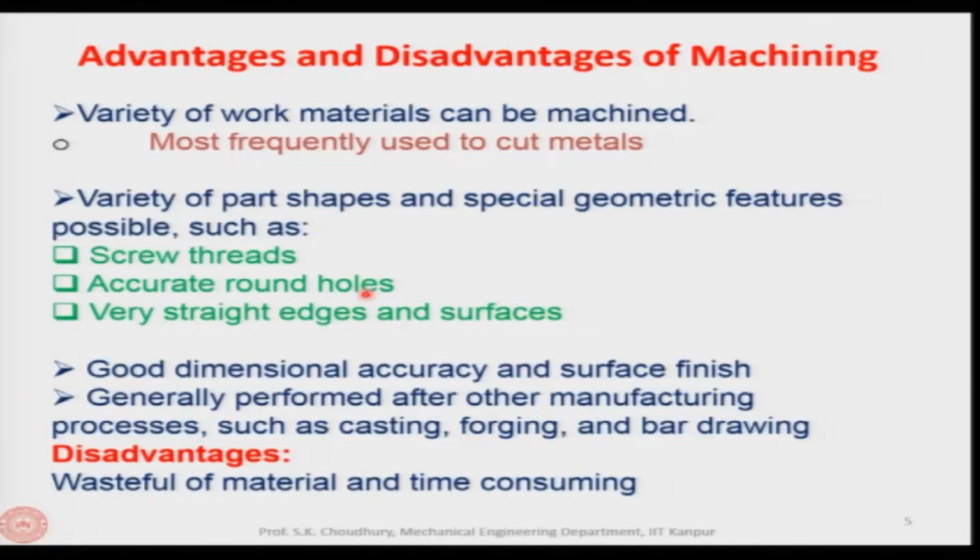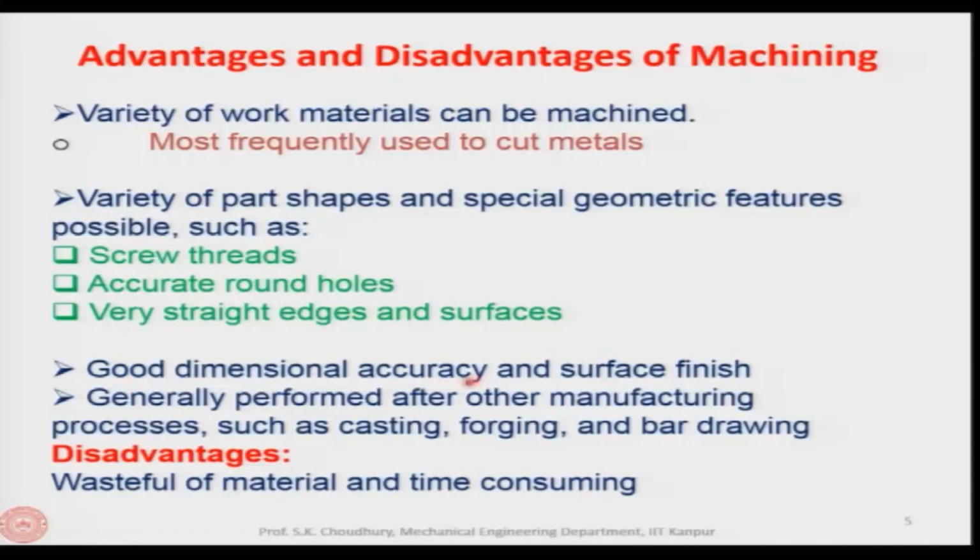We can get accurate round holes, which is very difficult through casting or metal forming, as you know. Very straight edges and surfaces, which may not be possible in case of casting and metal forming, and that is why after casting and metal forming many of the parts go through the machining process to get these very straight edges and surfaces that are possible through machining.